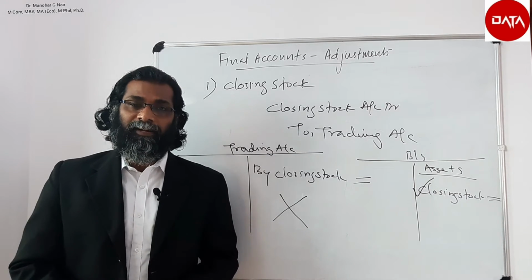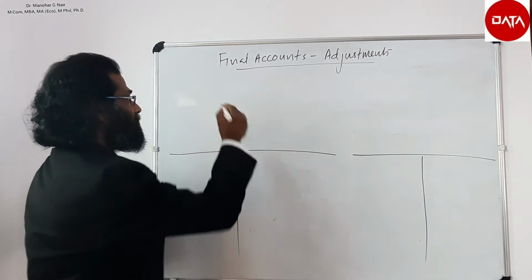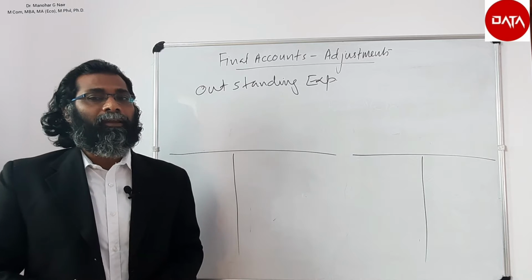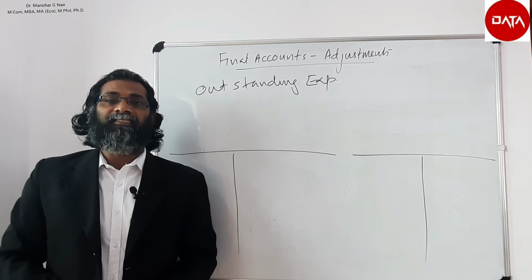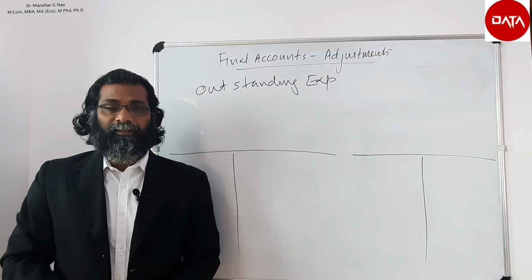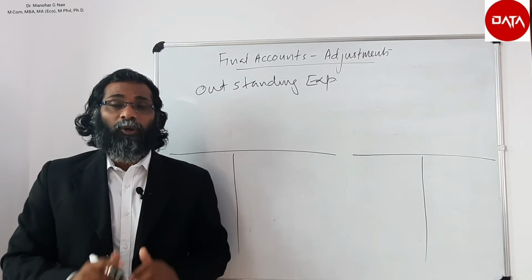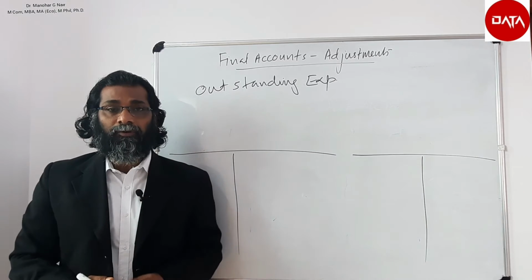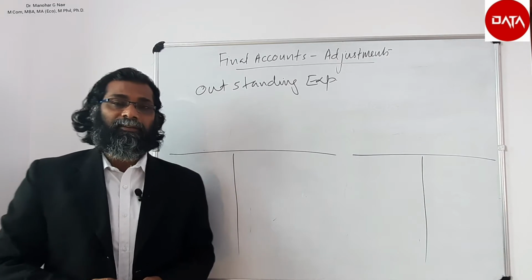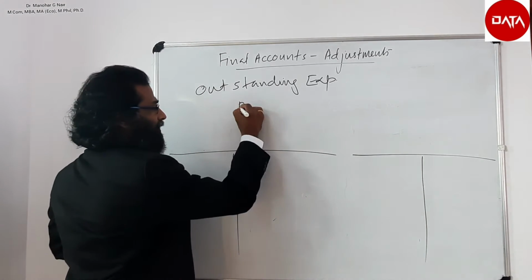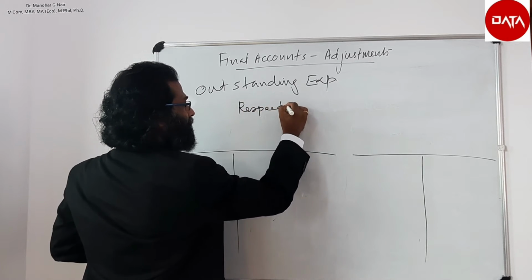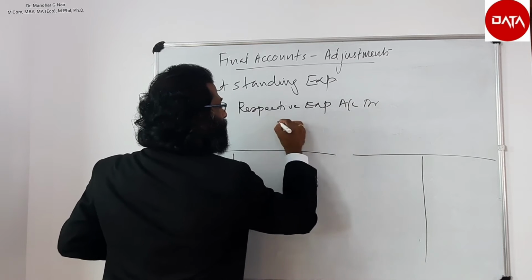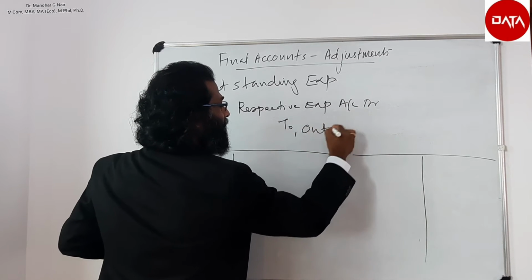The second adjustment is outstanding expenses. The expenses which are incurred but the payment has not been made, not yet paid, are said to be outstanding expenses, so that it has to be brought into the books of account. So the journal entry is respective expenses account debit to outstanding expenses.